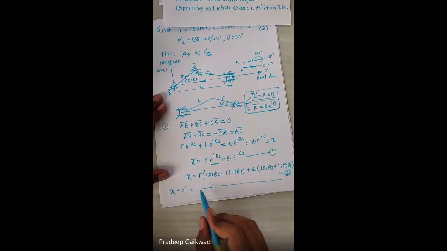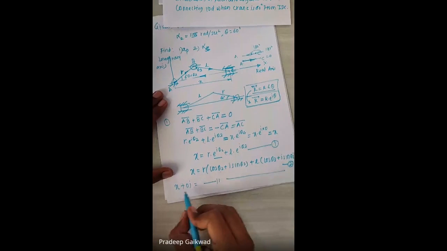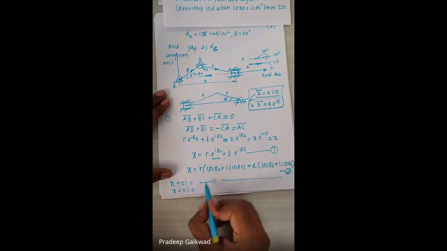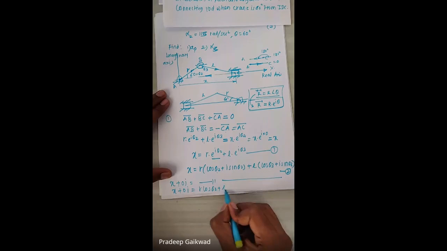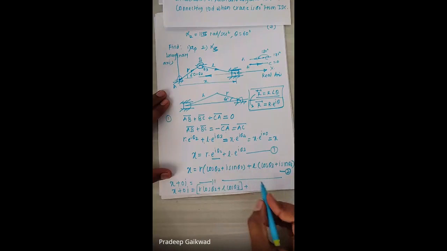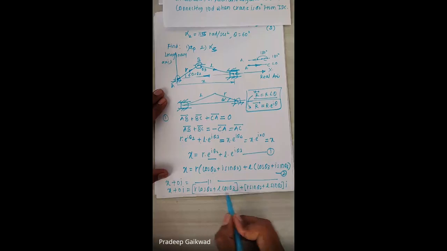Now, we can take the real part separately and the imaginary part separately. I'm writing x plus 0i is equal to the real part and the imaginary part. Which one is the real part of this term? R cos theta 2 plus L cos theta 3. This is your real part. And the imaginary part is R sin theta 2 plus L sin theta 3, into i. This is your real part, this is your imaginary part.